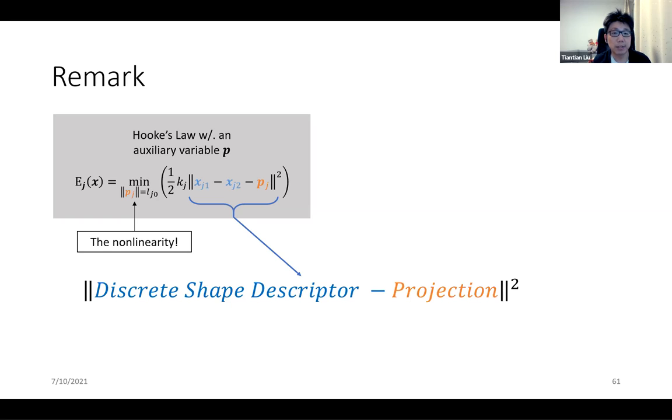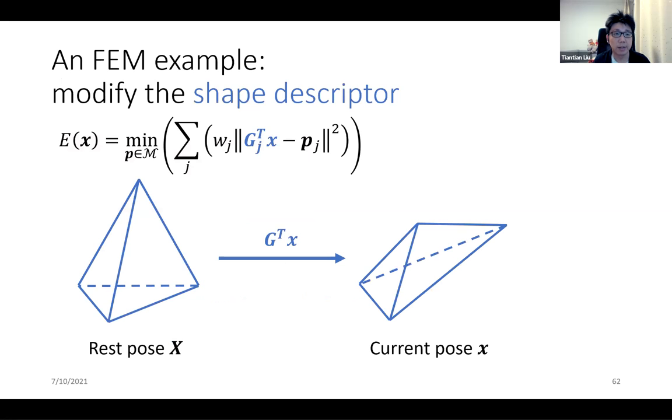Because in mass spring system, x1 minus x2 describes the length and the rotation of the spring, and therefore decides the state of that spring. And the variable p simply projects this shape descriptor onto the rest length. That observation opens a new direction for us to bring this idea of localizing the nonlinearity to an FEM case. After a discussion, we generalized a framework called projective dynamics to support more energy representations.